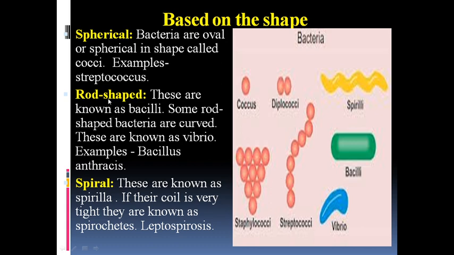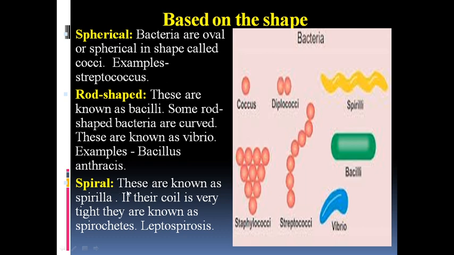Next, rod shaped. These are known as bacillus. Okay, spherical shaped we call cocci, right? So, rod shaped bacteria we call bacillus. Some rod shaped bacteria are curved, called vibrio. Okay, you can observe the curved bacillus, we call it vibrio. Example, Bacillus anthracis. See, bacillus will be rod shaped bacteria.